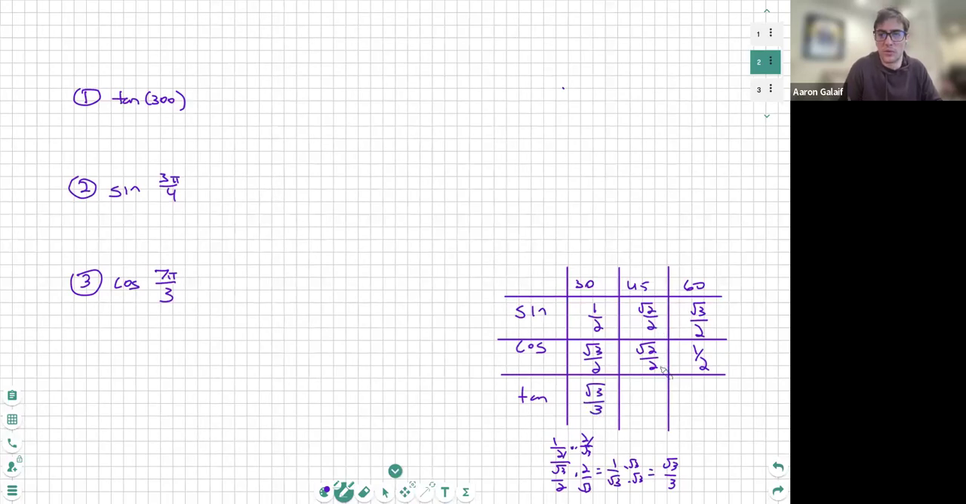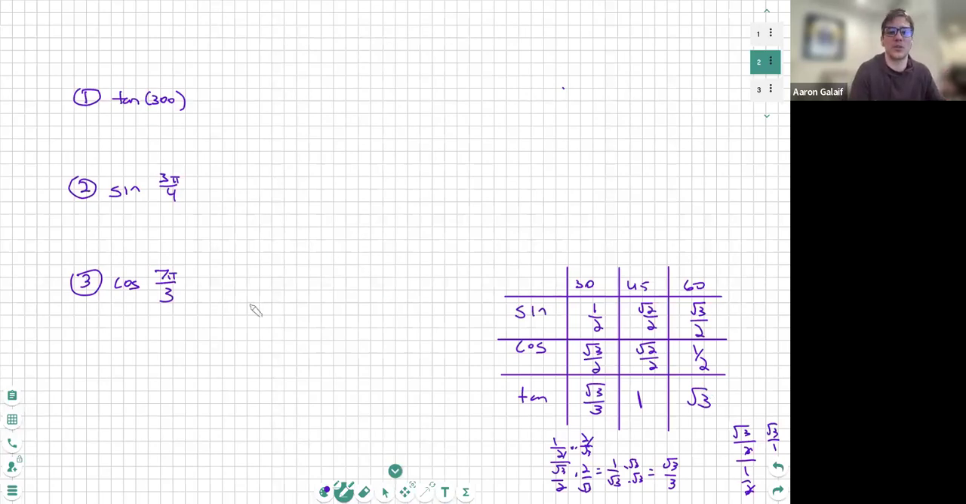√2/2 over √2/2 is just the same thing over itself, which is 1. And √3/2 over 1/2 is, now, let me show you a little shortcut. When the denominators are the same, we can cancel them. It'll be √3/1, or just √3. So we're going to use that in reference angles to evaluate all of these.